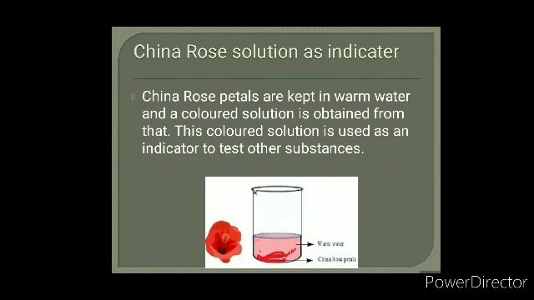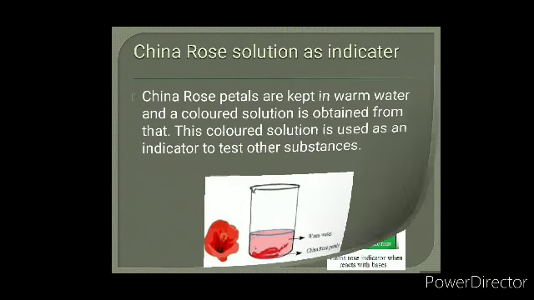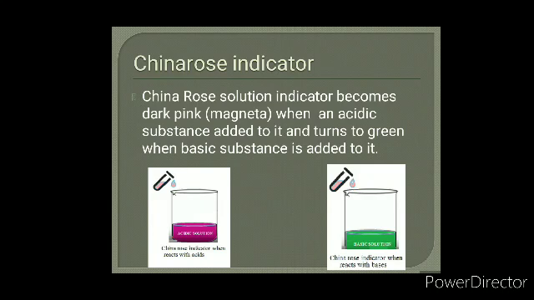We can use this pink color solution to test the substances whether it is acidic or basic. You can see from the figure, after making the solution, it turns light pink color. So how to test? Whenever this pink color China rose solution is added to any acidic solution, the acidic solution will change its color to dark pink or magenta. Whenever it is added to a basic solution, it will turn green color.